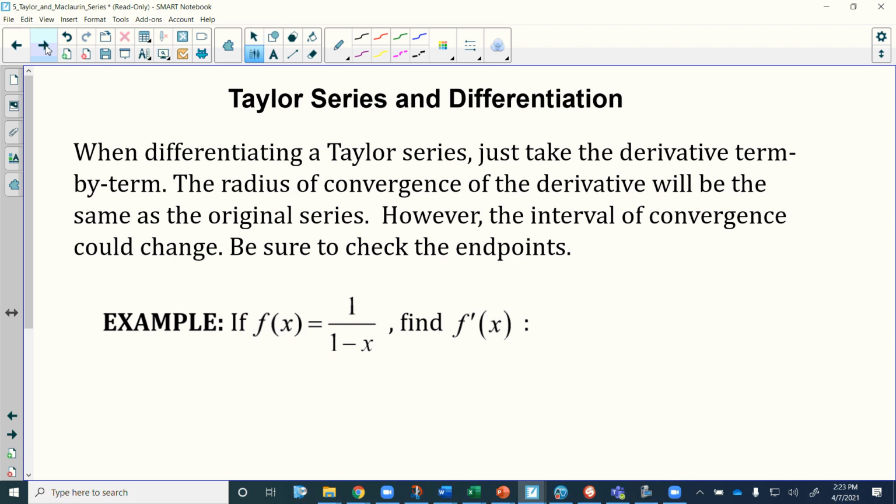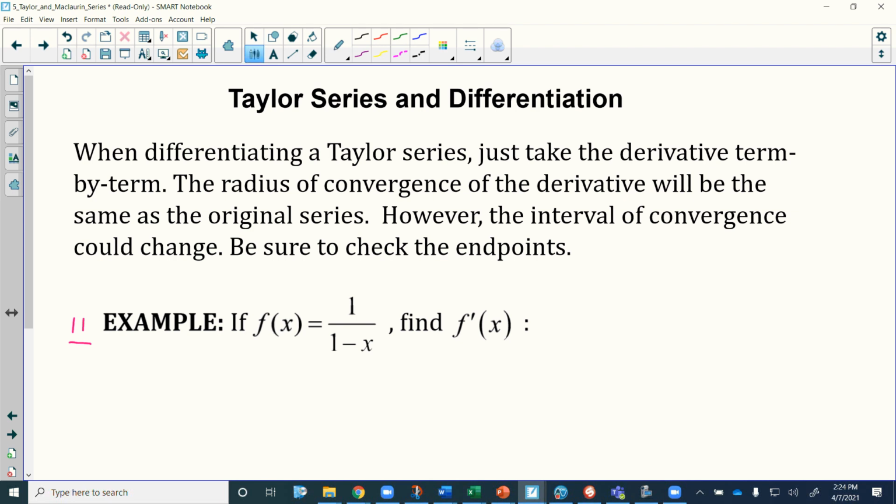Now, what they're asking us to do here, let's see. I'm not super keen on this example right here. I'm not entirely sure what they were asking us to do with it. I know how I'm going to approach the problem when we are given a specific task in mind, but when differentiating a Taylor series, take the derivative term by term. The radius of convergence of the derivative will be the same as the original series, but the interval of convergence could change. So that's why it says check your endpoints.